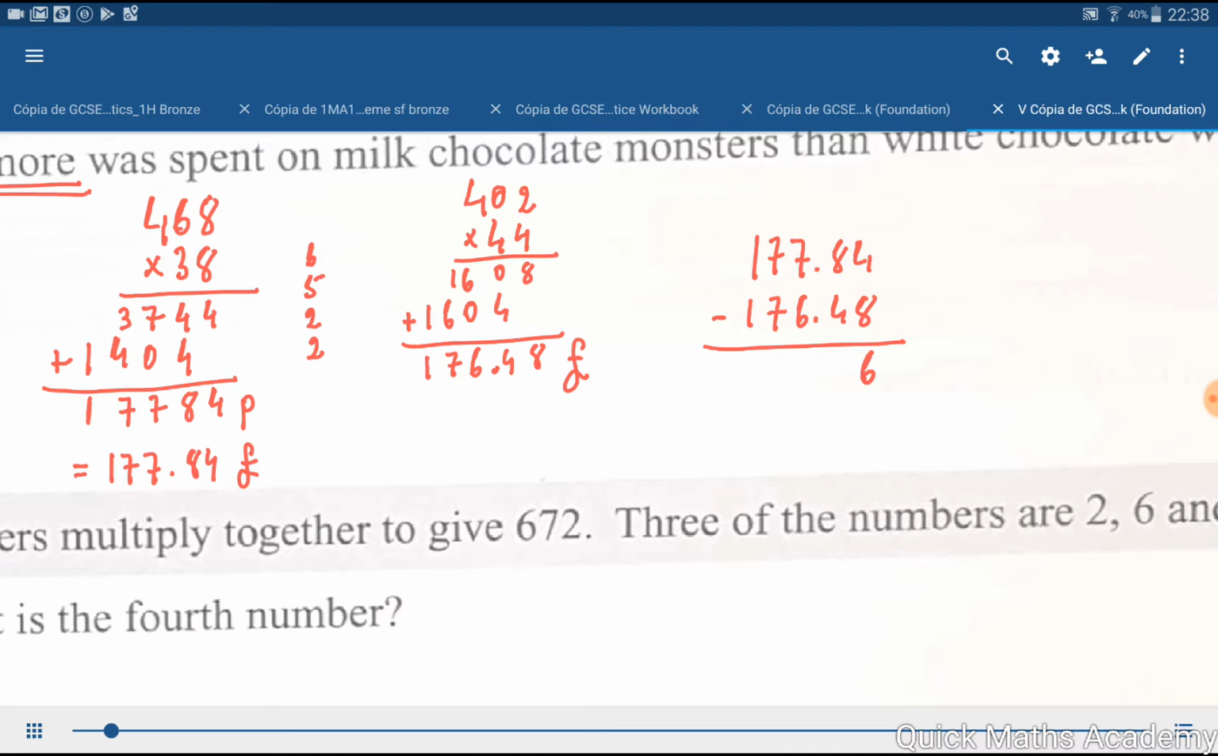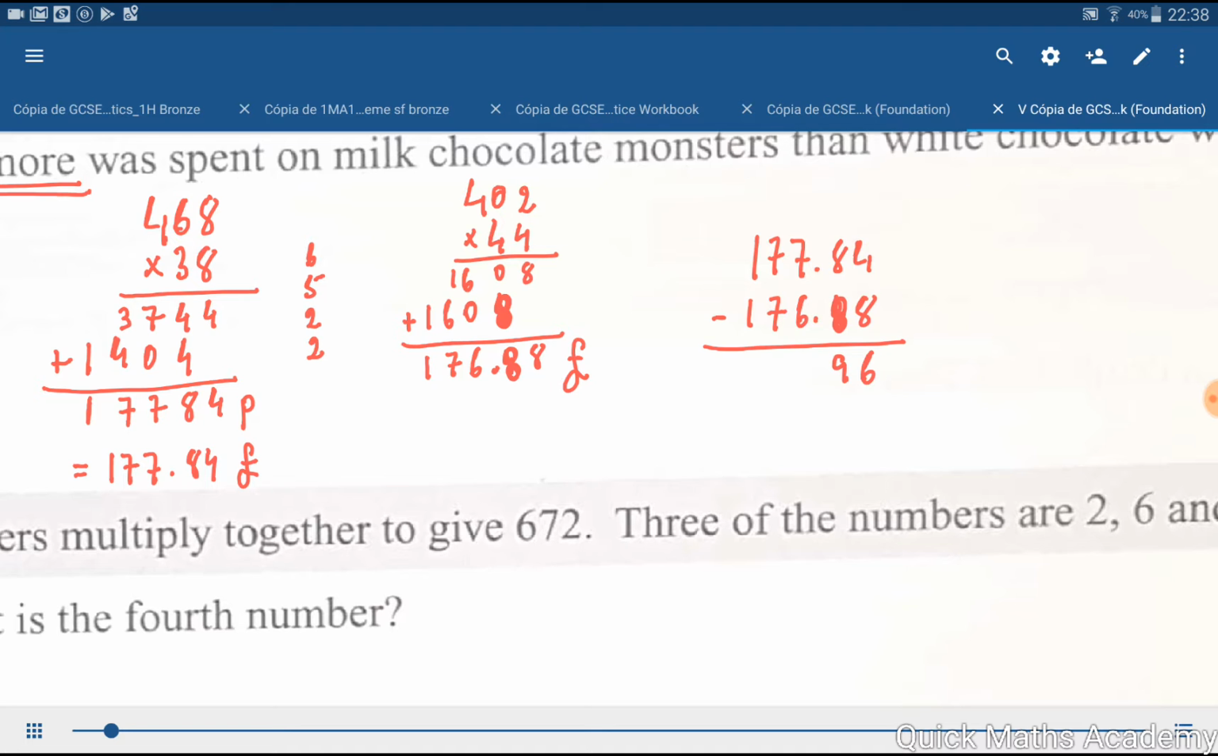Oh, sorry, there is an error in this calculation here. Okay, so I'm going to fix it. Because this is 8 here. Okay, 176.88. Now 8 to 14 is 6, and I have a spare 1. 8 plus 1 is 9. 9 to 18 is 9, and I have a spare 1 again.